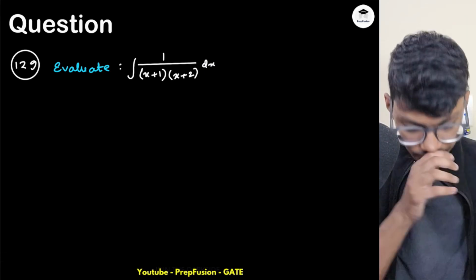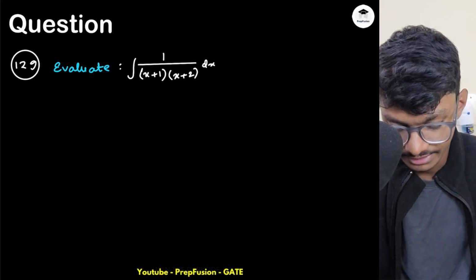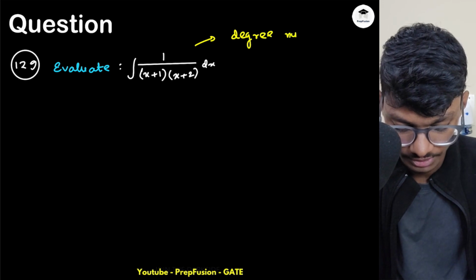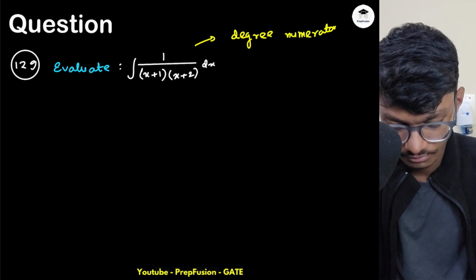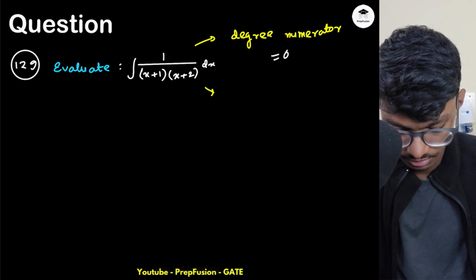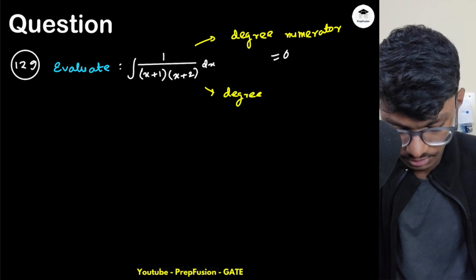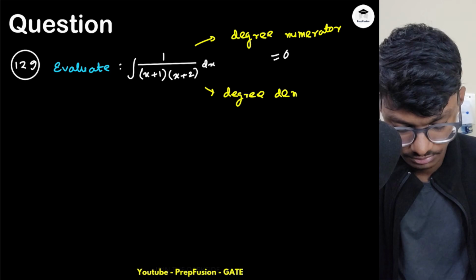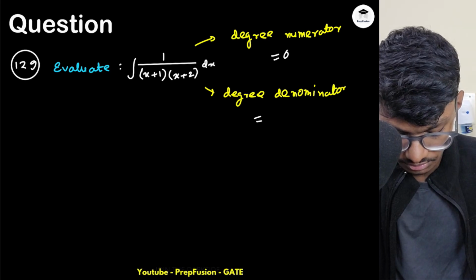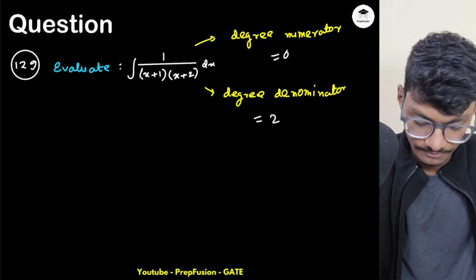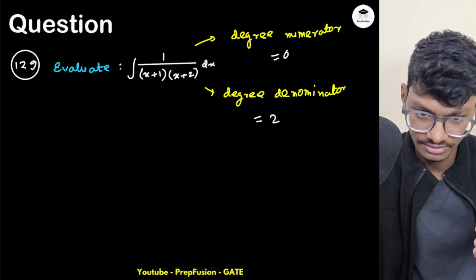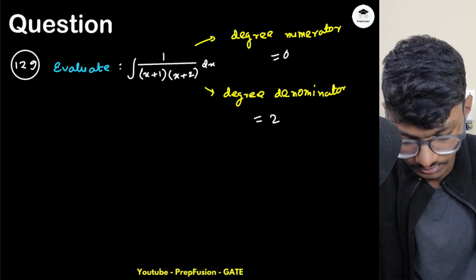So how do you evaluate this? The first thing you observe is that the degree of the numerator equals 0 and the degree of the denominator equals 2, the highest degree. Sometimes they say order also. So obviously I can use my partial fractions. This is simpler. If this was difficult, I would have thought of something else, but we will use the basic method right now.